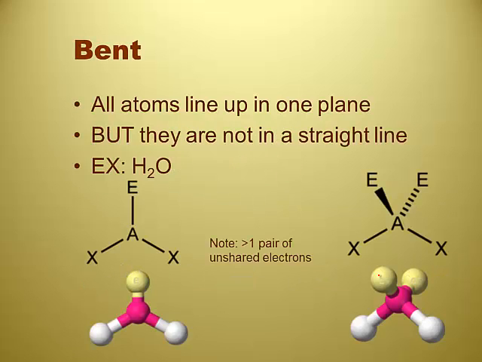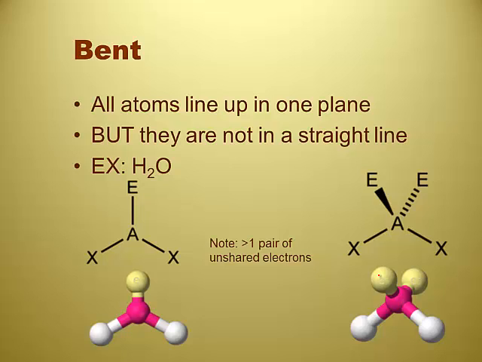Bent molecules. All the atoms line up in one plane, and there are usually 3 atoms to it, and not in a straight line. Definitely not in a straight line, because if they were in a straight line, then it would be linear. So it's a bent molecule, and you can have either 1 lone pair or 2 lone pairs to give you a bent shape.